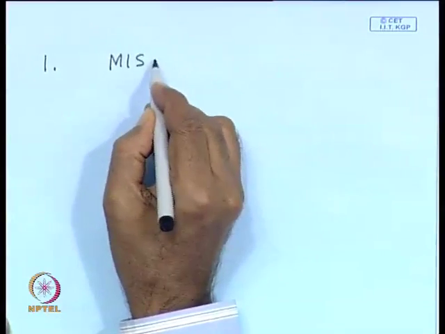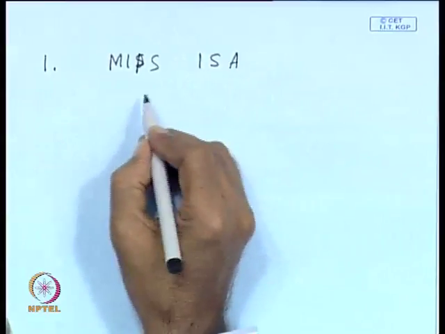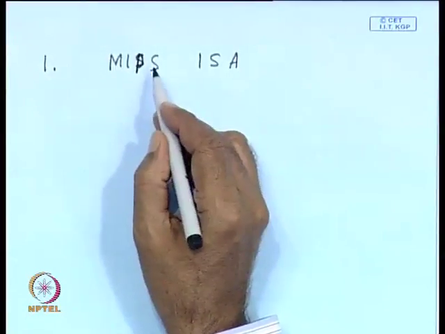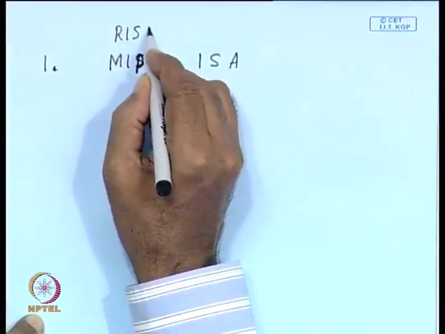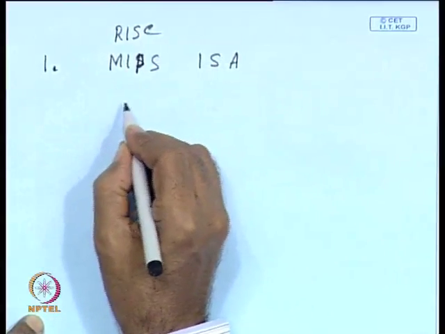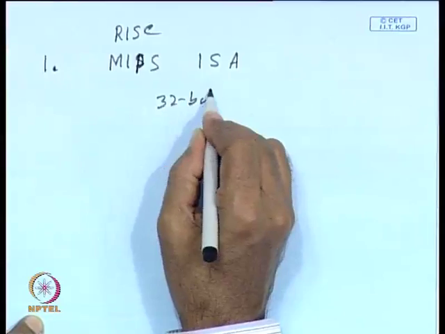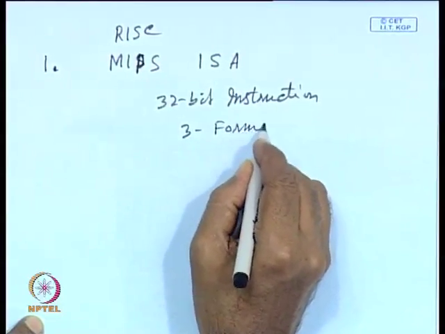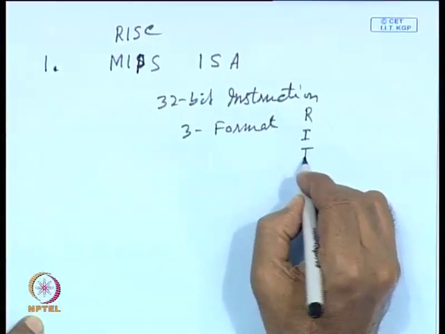for realizing the processor. So in this lecture, let me summarize what I have discussed. In two lectures I have discussed the MIPS instruction set architecture, and of course I have only discussed a subset of the instruction set architecture of MIPS. MIPS is a RISC processor which has a single instruction size, 32 bit instruction, with three different formats, that is R type, I type and J type.